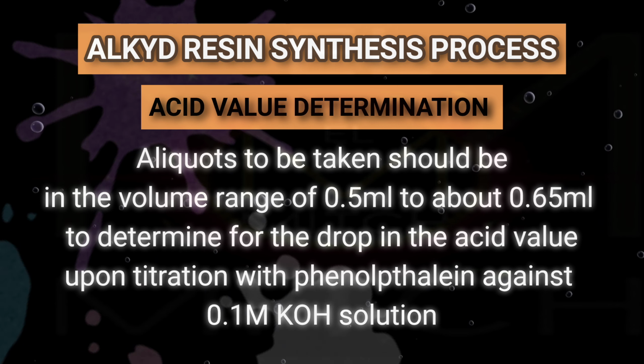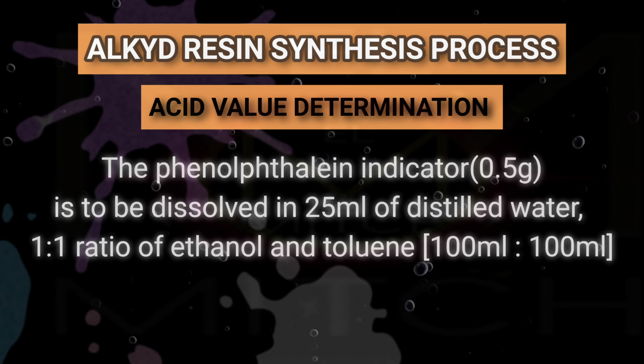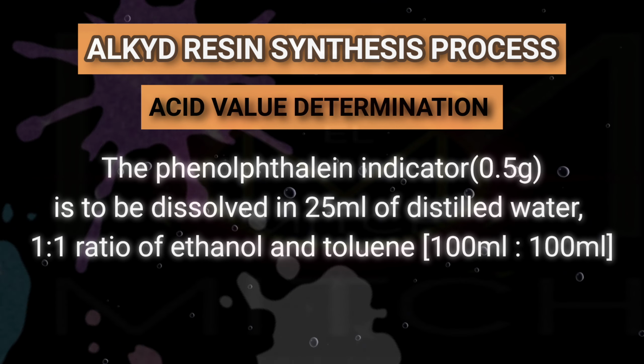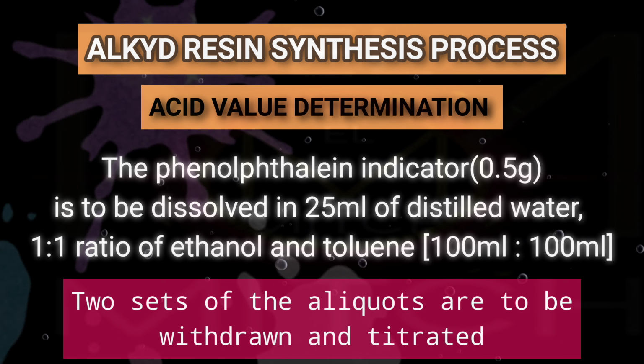Now, you collect aliquot in the volume range of 0.5 ml to 0.65 ml from the reaction mixture, starting from 0. Same thing you do after 30 minutes, just as said. After withdrawing this aliquot, make sure you close the round bottom flask valve. Then titrate the volume you've collected against 0.1 molar potassium hydroxide using 0.5 gram of phenolphthalein indicator, which is dissolved in a 1:1 mixture of ethanol and toluene, followed by 25 ml of distilled water.